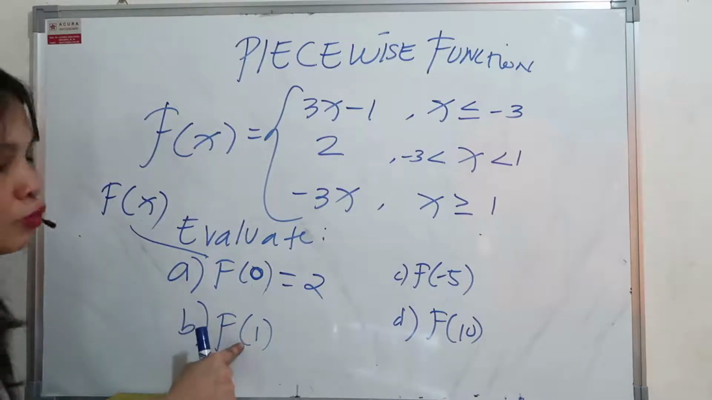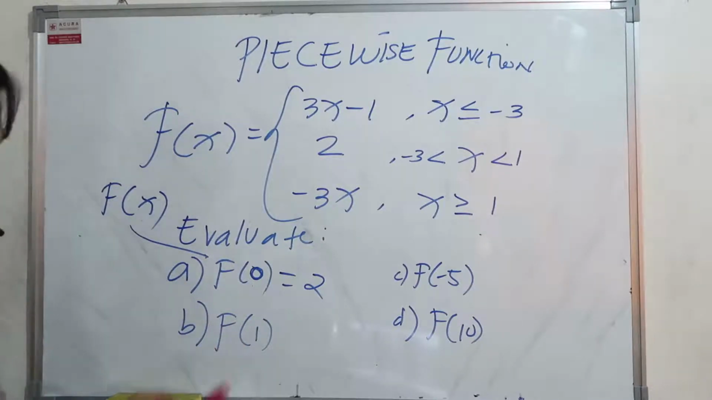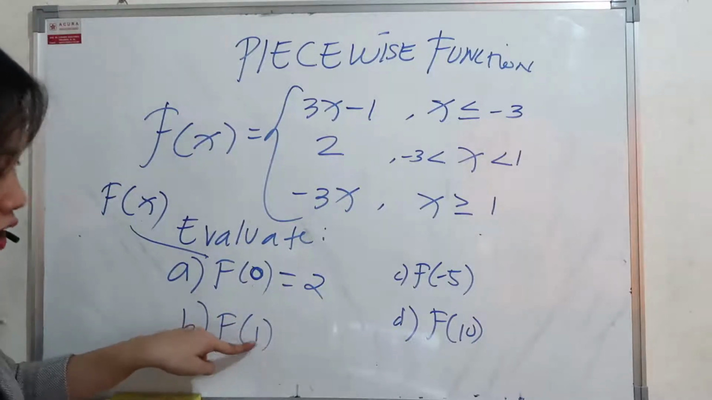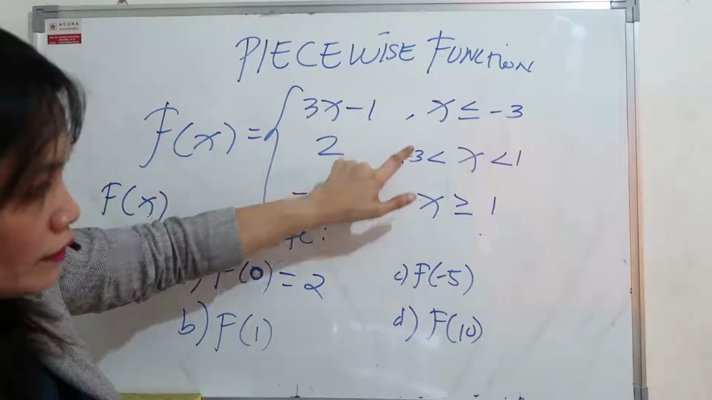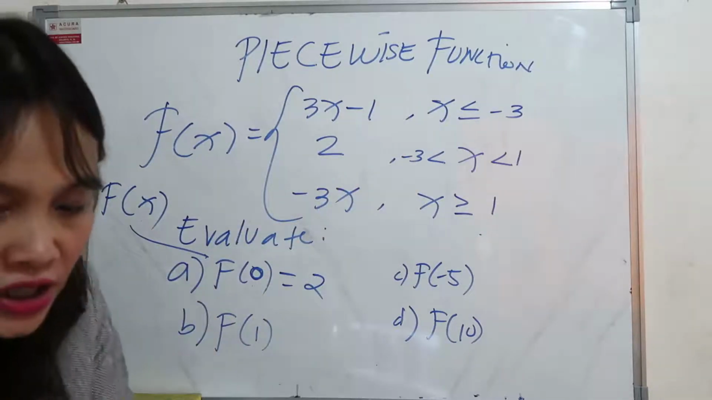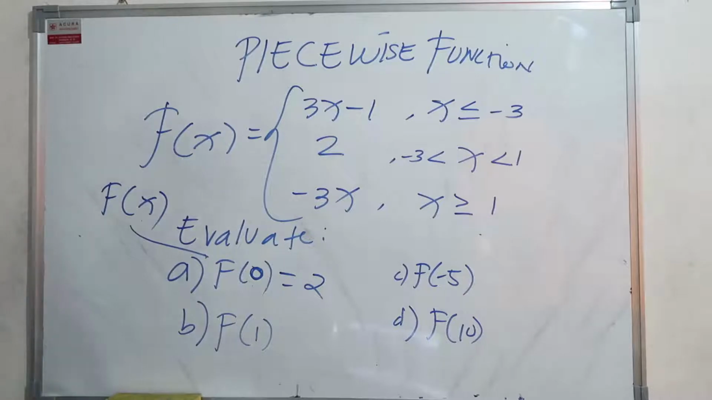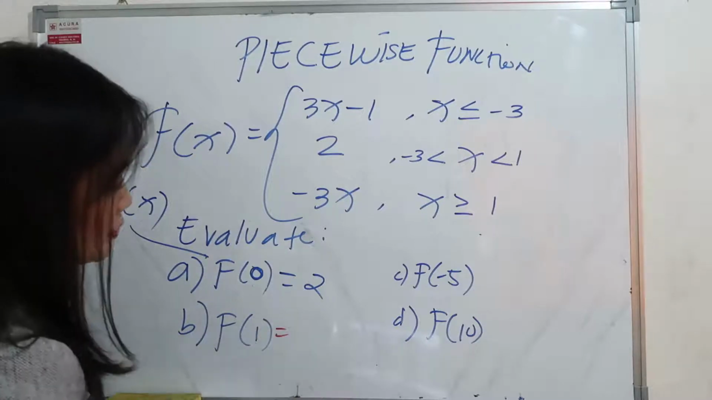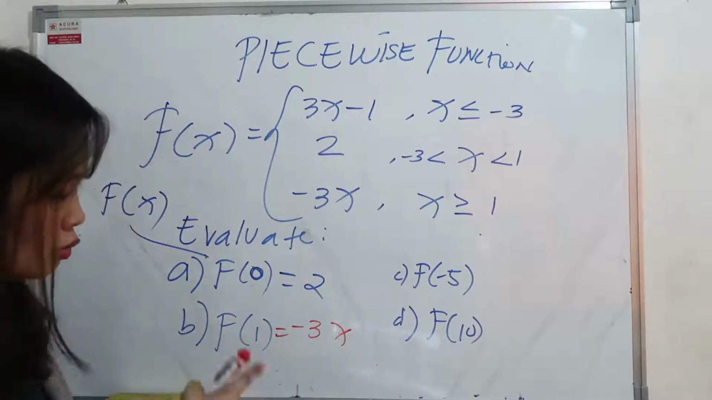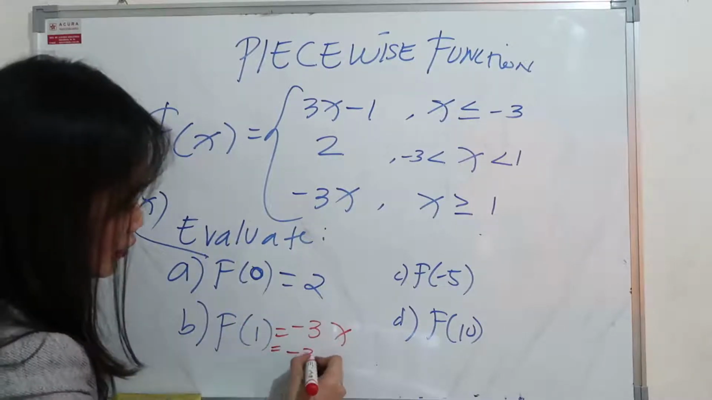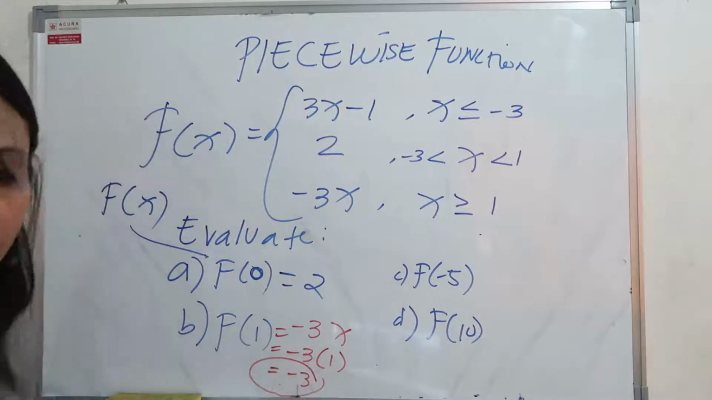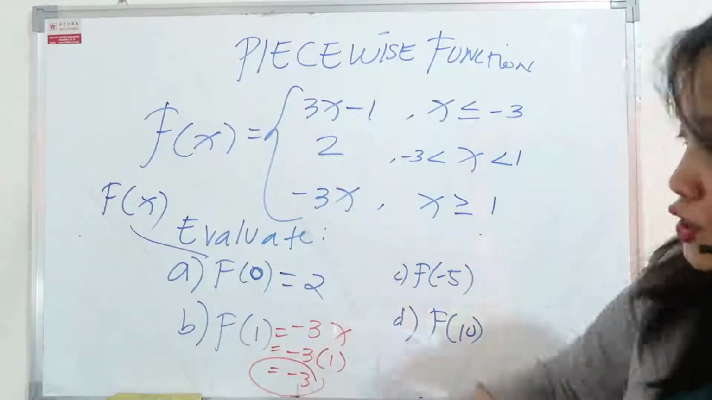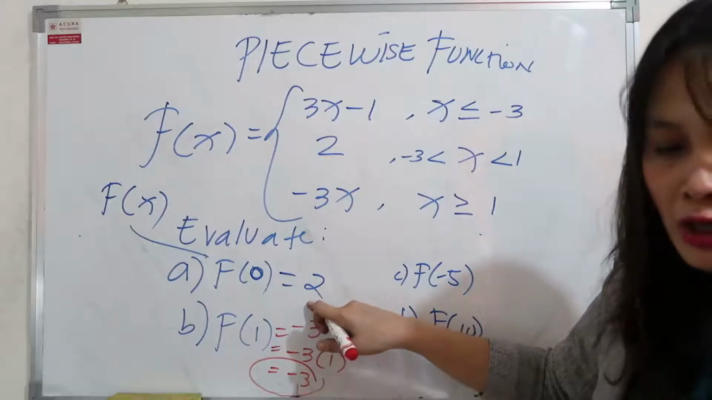Okay, next. F of 1. So going back, your x here is 1. So where in this given condition? Okay, third condition. Why is it in the third condition? Because it must be greater than or equal to 1. So what is the given function in your third condition? Okay, negative 3x. So we can now substitute 1 to x because there's a given x variable. So that will become negative 3 times 1. So the answer is negative 3. In the first example, it's only 2. There's no x, so we cannot substitute 0 to x. That's why the answer is just 2.